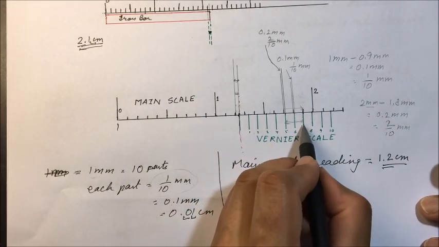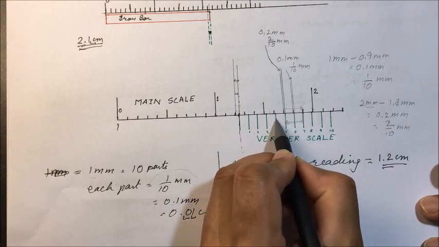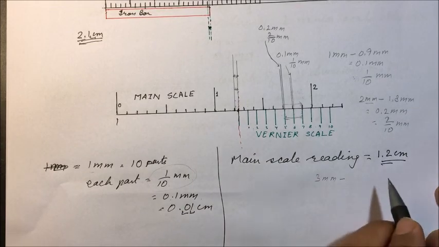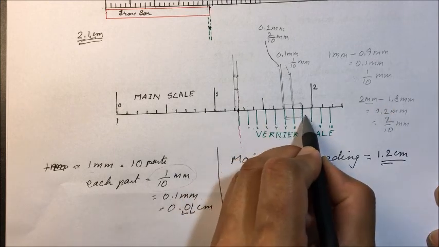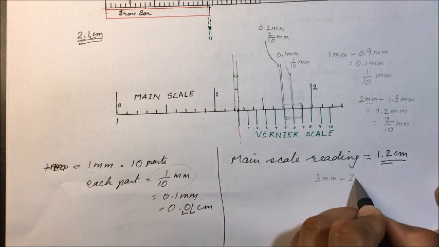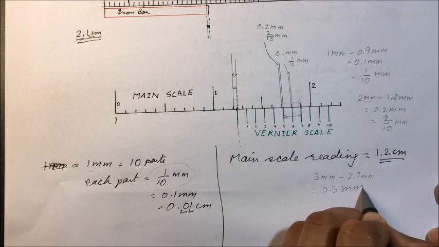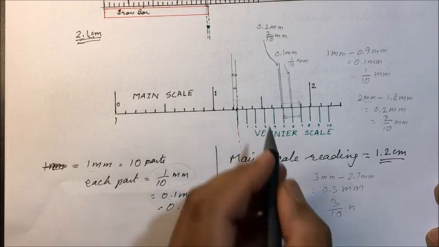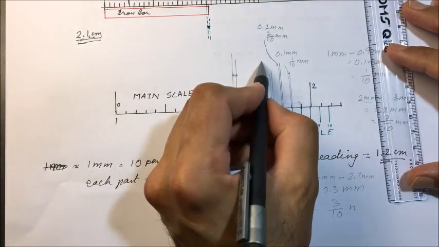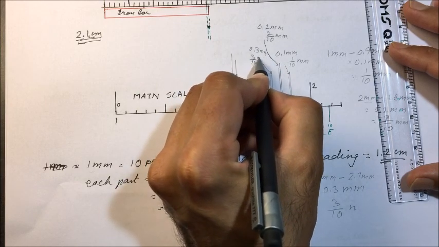Now see the third one. 1, 2, 3, so it will be 3 mm minus 2.7 mm, from 0.9, 1.8, 2.7. It will be how much? 0.3 mm or 3 by 10 mm. So this length will be 0.3 mm or 3 by 10 mm.